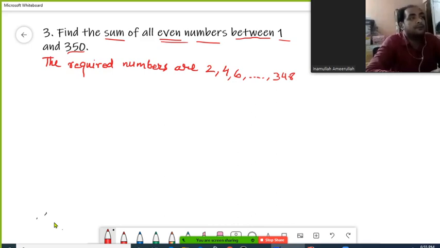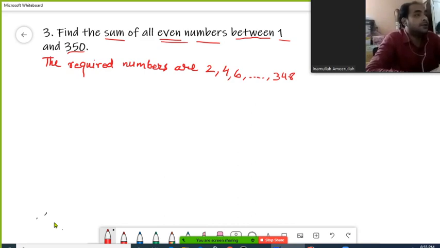Now we need to find out the sum of all these numbers from 2 to 348. In order to make the sum of all these numbers, we need to use the Sn formula. As I told you, the Sn formula can be used if you have the first term, last term and number of terms. In this case, we don't have the number of terms. So first I'll find out the number of terms. How many numbers are there from 2 to 348? In order to find out the number of terms, we need to use the Tn formula.